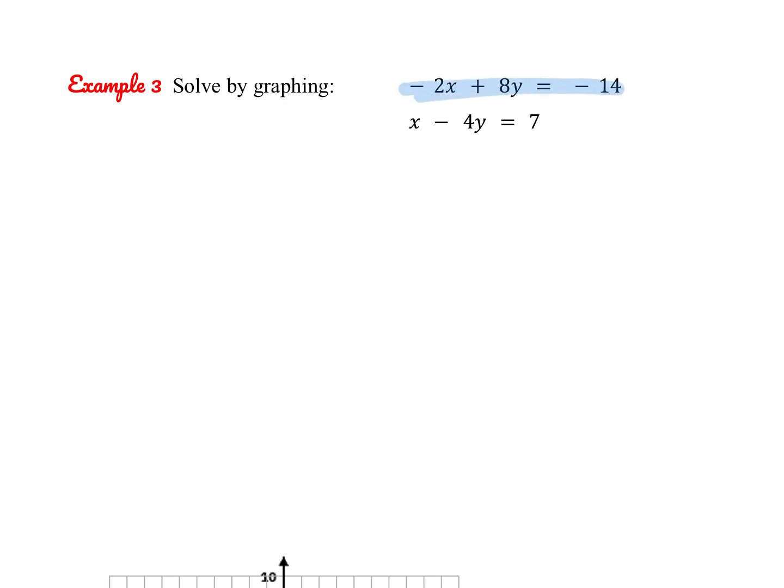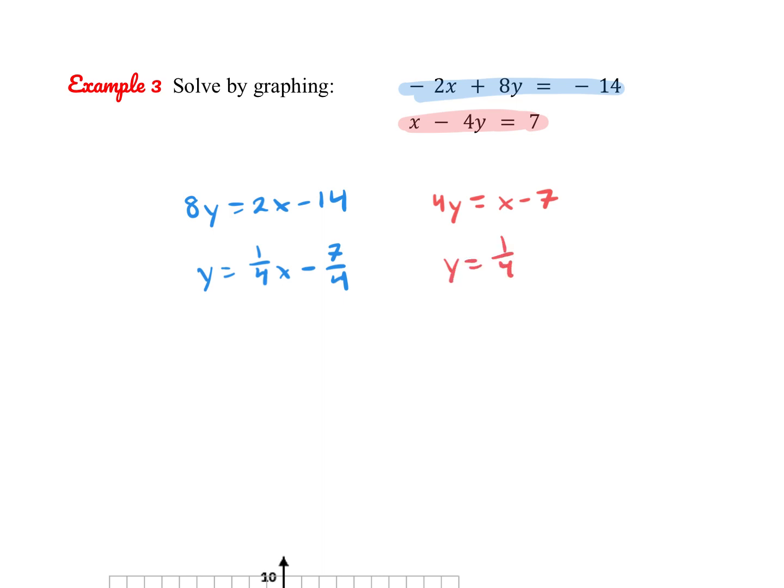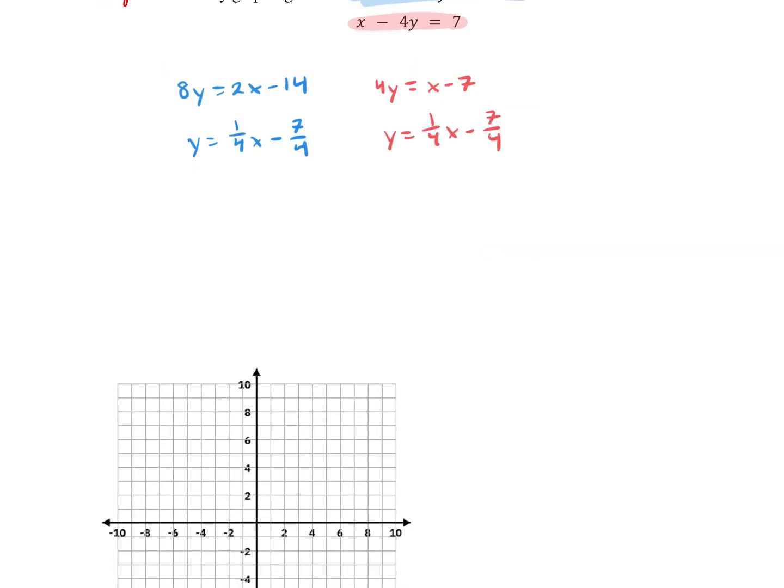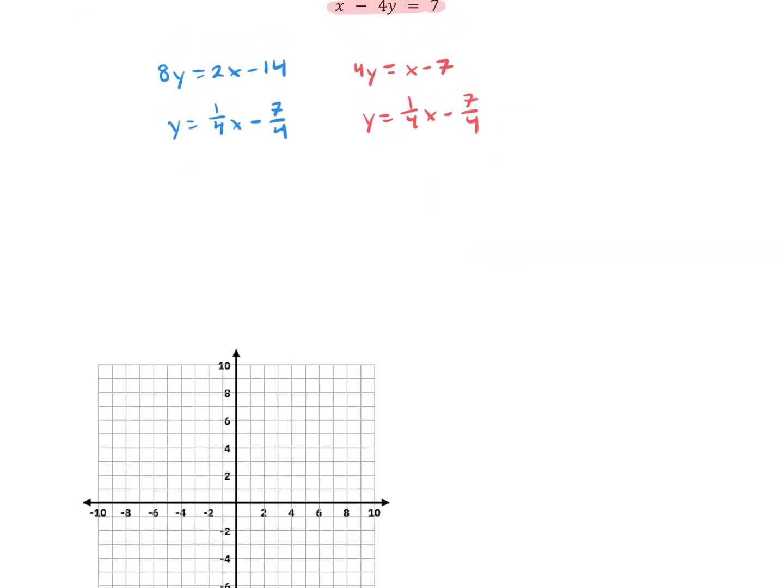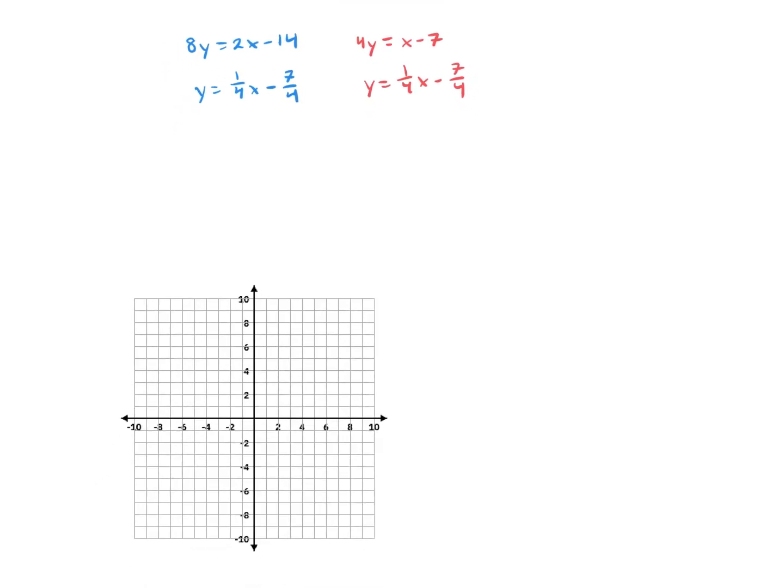So for this first one, we get 8y equals 2x minus 14. So y equals 1/4 x minus 7/4. For the second one here, we would get 4y equals x minus 7. So y equals 1/4 x minus 7/4. So just by rewriting it in that slope-intercept form, we see that we literally have the same equation. So I mean, you could graph it, but you're literally graphing the same thing on top of each other.